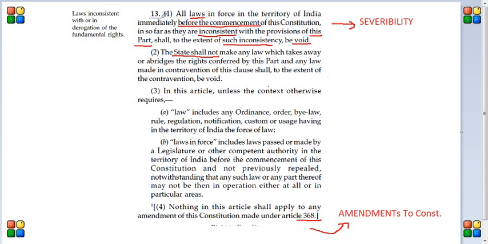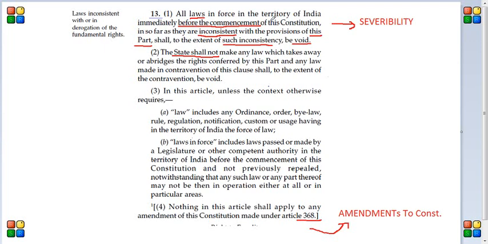Okay, let's talk about Article 13. Article 13, Clause 1 says, all laws in force in the territory of India immediately before the commencement of this Constitution, insofar as they are inconsistent with the provisions of this part, shall, to the extent of that inconsistency, be void. What this basically means is that, let's say there were some laws in our country which were passed by British before commencement of this constitution, and if there is any law which is against the fundamental rights provided by this constitution, then those laws will be declared as void.